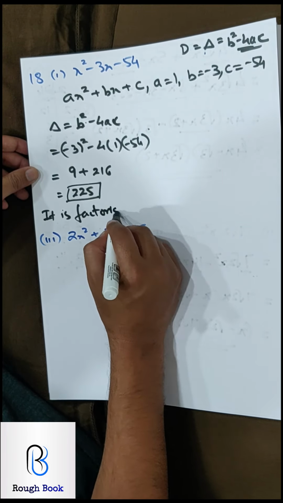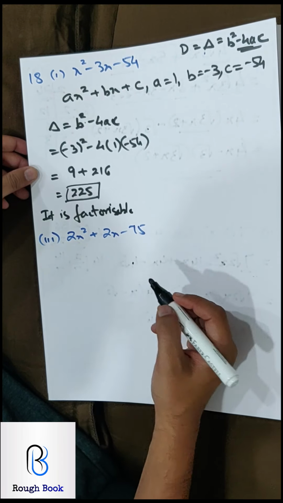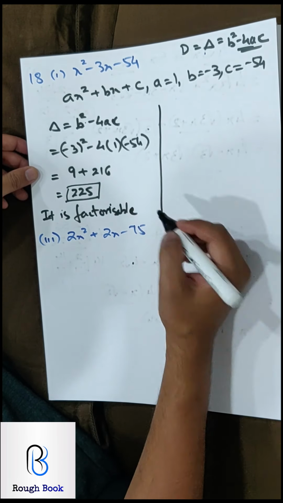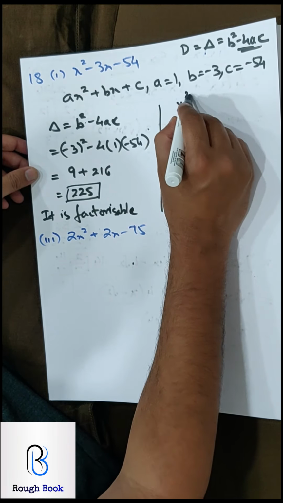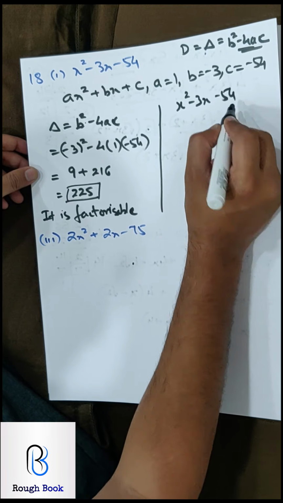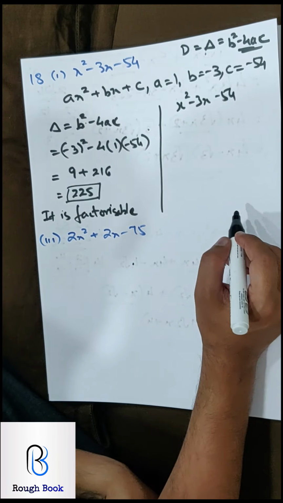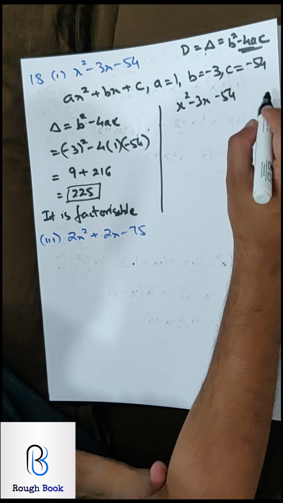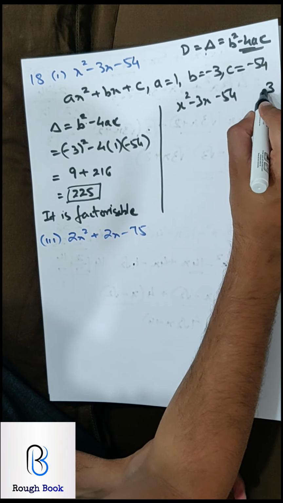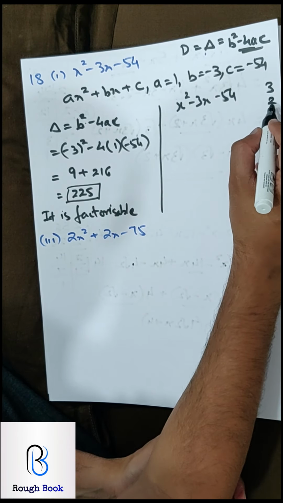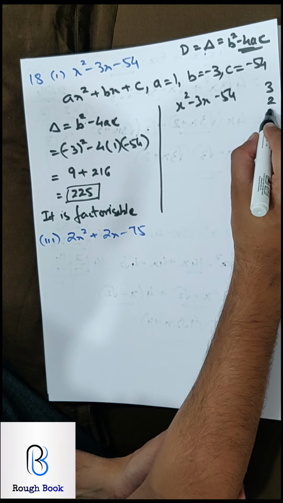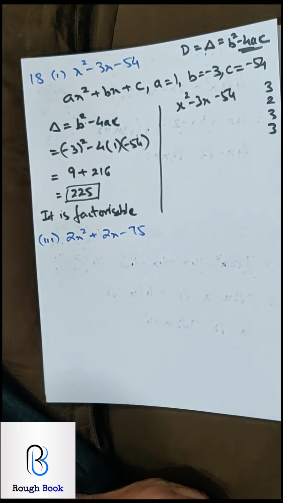factorizable. But then they said if it is factorizable, then factorize. So don't leave your sum here. Get it down and let's factorize. So 54 ke factors we'll have to take to get 3. So 54 ke factors will be 3 times 18. 18 is 2 into 3 into 3. So these should be your factors.